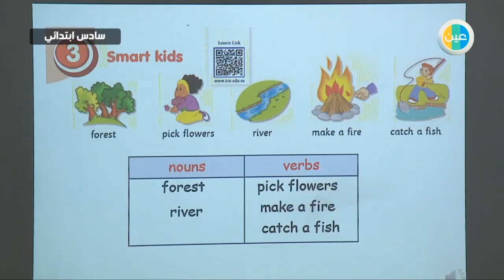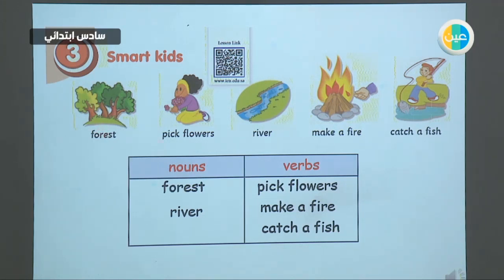Okay, let's use these words to talk about the past. Can we make a sentence using the word forest? For example, I went to the forest. Yes, I went to the forest. Ahmed went to the forest.